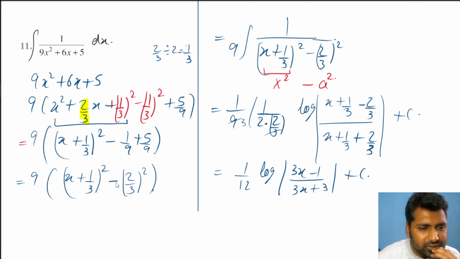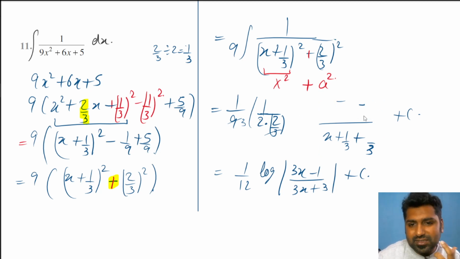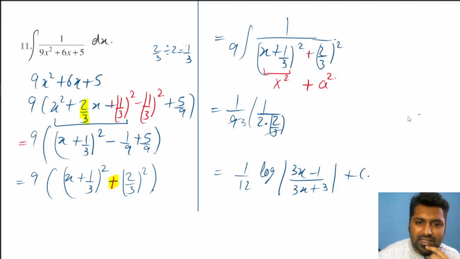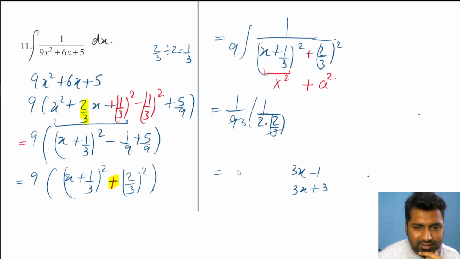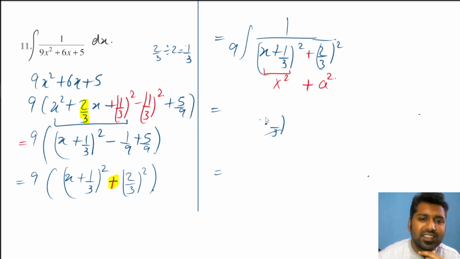One very casual mistake. This was not negative. This was plus. So that means the formula is x square plus a square. So if it is x square plus a square, log will not come. Tan inverse. One single plus and minus mistake and you got yourself a wrong format of the answer effectively. But in MCQ, I think that will be easier to deal with, because options will be like for tan inverse, so you'll know. So this is 1 by 9.